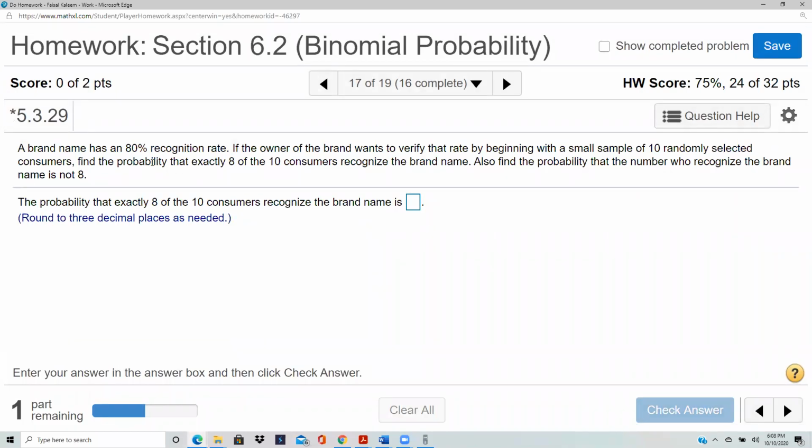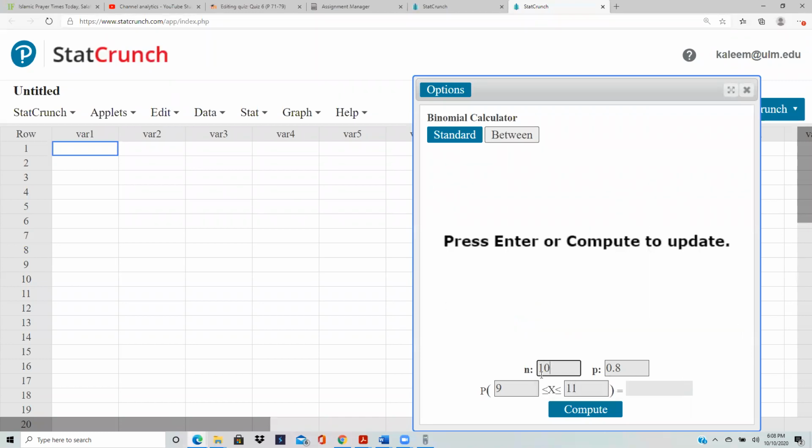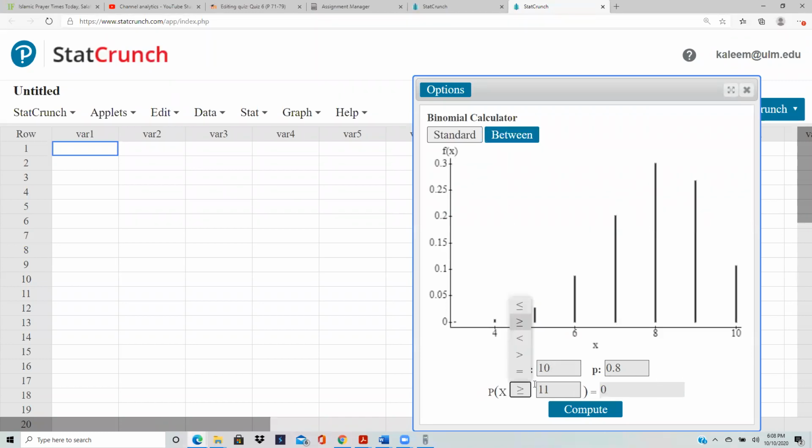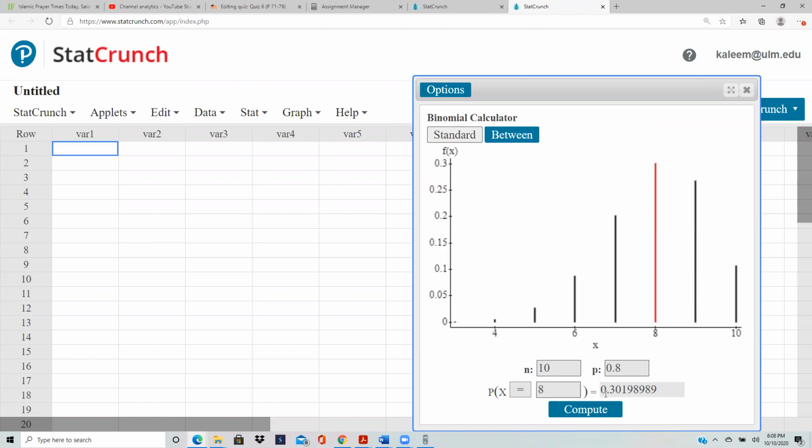A brand name has an 80% recognition rate. If the owner wants to verify that rate by beginning with a small sample of 10 randomly selected consumers, find the probability that exactly 8 of the 10 recognize the brand. So n is 10, x is 8, and p is 0.8. Go to standard, x is equal to 8, 0.302.